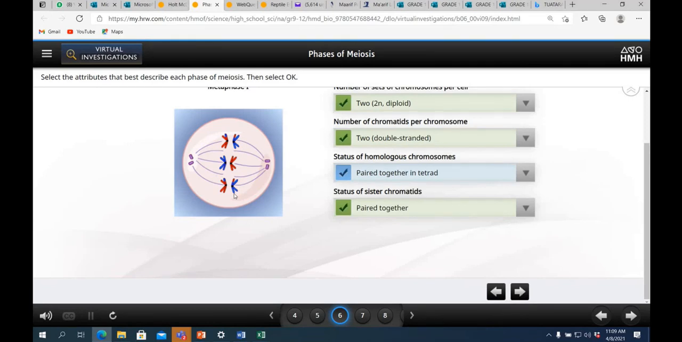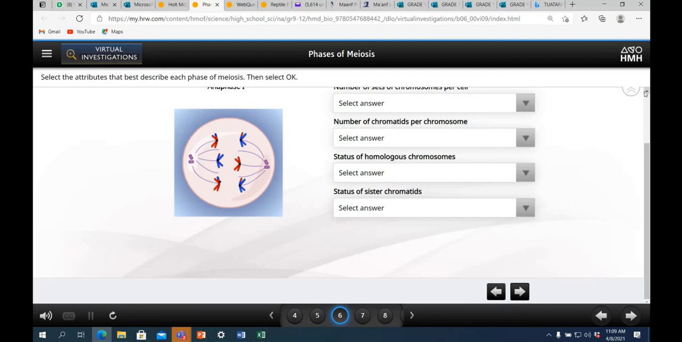So still in the second phase, which is metaphase 1, they are also paired together, because they are still paired but aligned at the center. So in the next stage, they will be separated. So that is why we are still saying paired together in a tetrad.